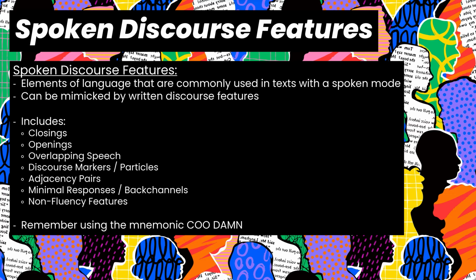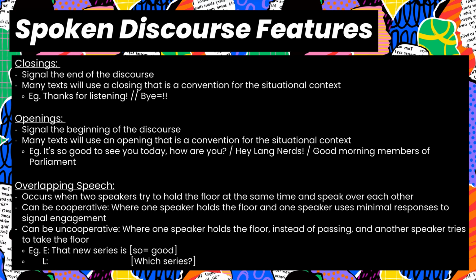Let's go a little bit more in depth now though, and explain what each of these spoken discourse features includes. So, we're going to work our way through COUDAM, and that means we are starting with closings. Now, closings signal the end of a discourse, and many texts will use a closing that is conventional for that situational context. Now, what is a convention for a particular text type is very dependent, we know, on things like the field, the register, the purpose, and intent. So when we're looking for those closings, it's really important to be very aware of that situational context, register, and the purpose and intent of the text.